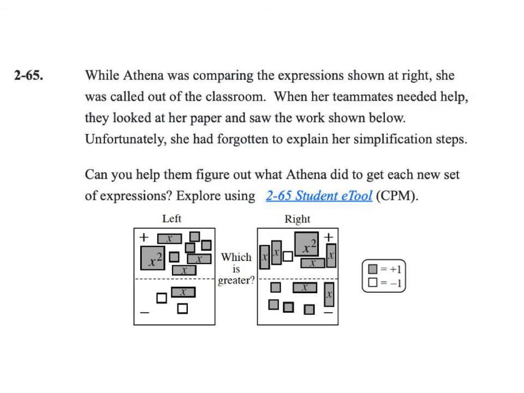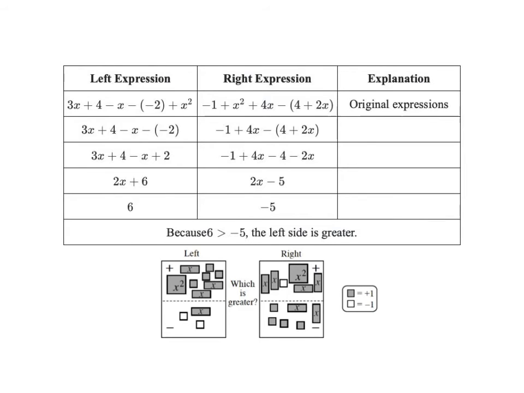Here, they gave us this great example in question 2-65 of Athena, and she was comparing two expression mats that are shown down below in that 2-65 problem. Then it gave us this table that showed what she wrote as the original expression on the left side and what she wrote as the original expression on the right side, and then explained how she got there. It showed each of her simplifying steps, and our goal was just to figure out what exactly happened here.